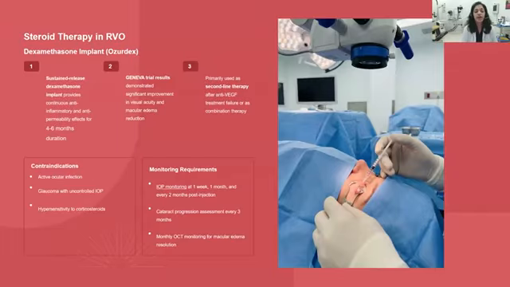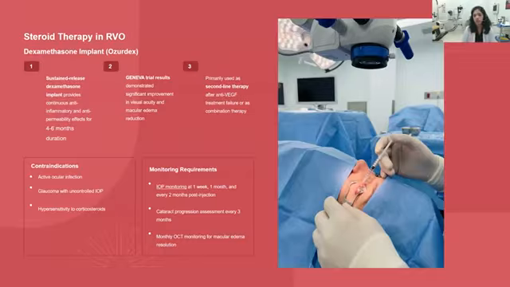We have a sustained release dexamethasone implant, which provides continuous anti-inflammatory and anti-permeability effects for about 4 to 6 months. The GENEVA trial suggests a good improvement of visual acuity and macular edema reduction. It is used as a second line therapy. So anti-VEGF is first, but if anti-VEGF is not responding or you have a treatment failure, you can use this along with anti-VEGF as a combination therapy, or just alone as well.